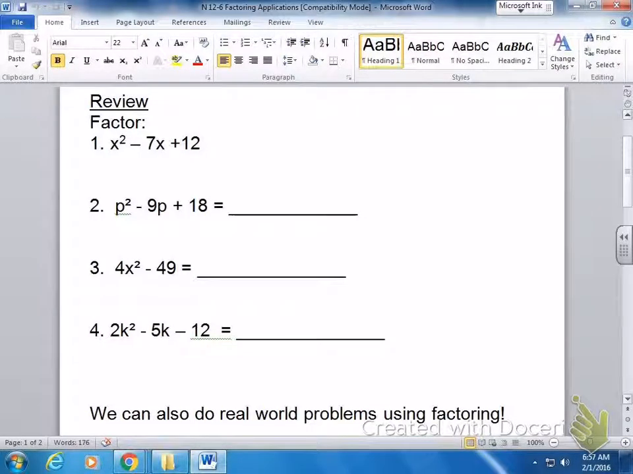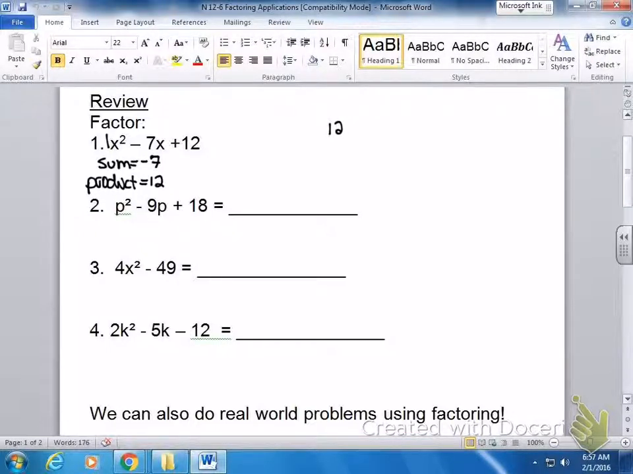We need to factor x squared minus 7x plus 12, and the first thing we need to do is make sure it's in the right order. I have my x squared, then my x, then my number. Remember, the sum is your b value, which is the negative 7. Then we have our product, which is our a times our c, which in this case is 1 times 12 equals 12.